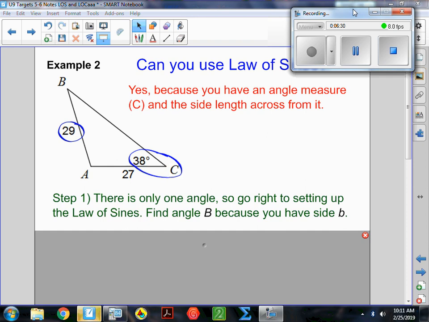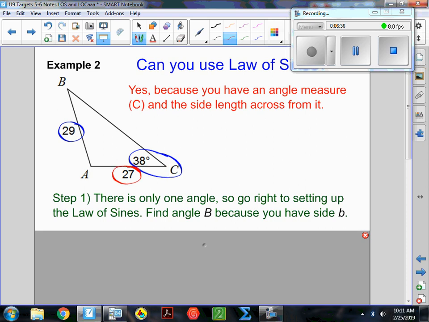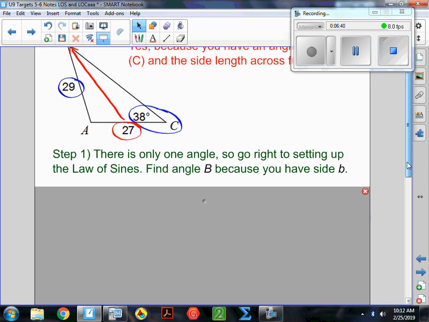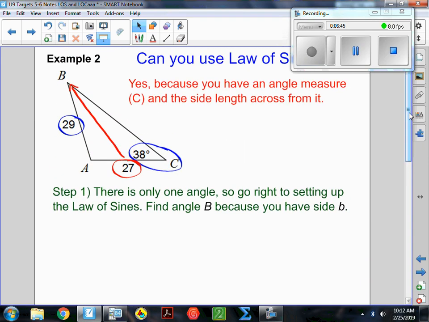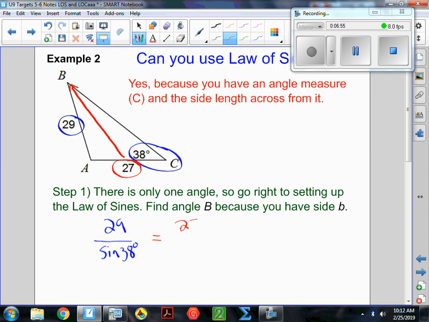You can find angle A or angle B, depending on what you have. In this problem, we're going to find angle B because it's across from the side that we have. We have 27. So setting up the law of sines here. In blue, I have 29 over the sine of 38 degrees. And that's going to equal 27 over the sine of B.